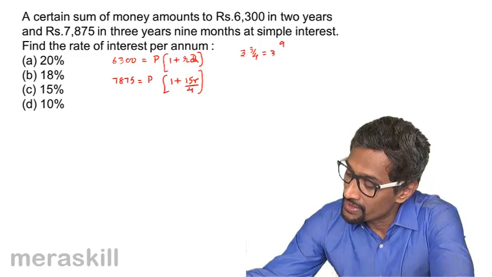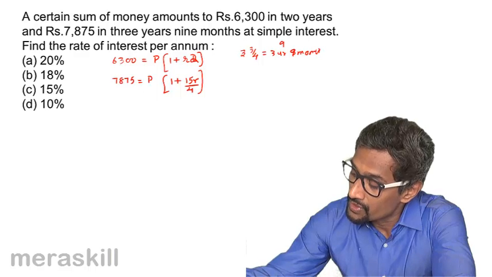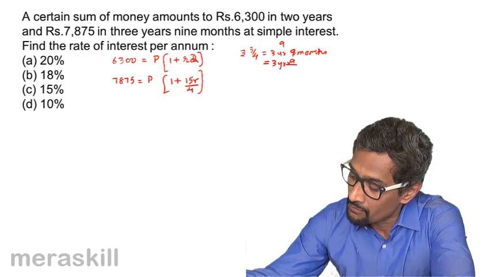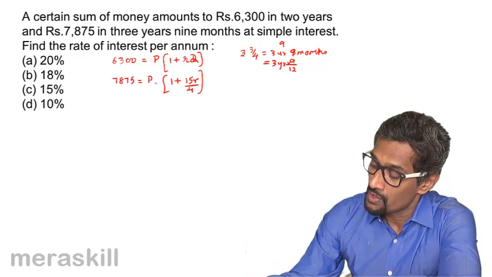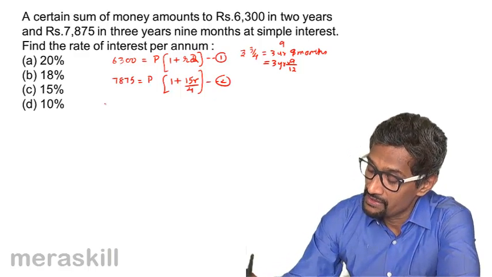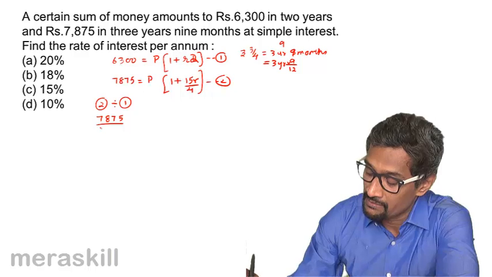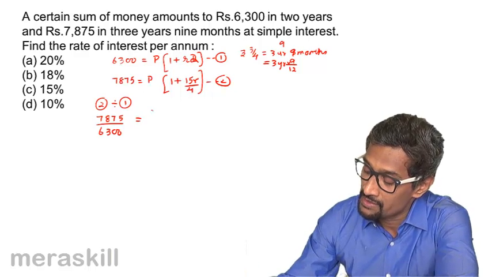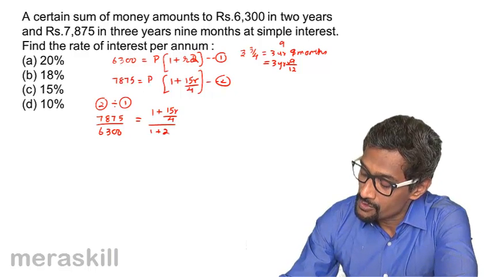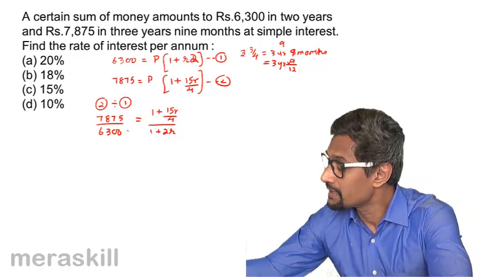So this is actually 3 years, 9 months. Sorry, 3 years, 9 months is going to be 3 years and 9 by 12, which is 3 and 3 by 4. So hence we have it. This is the second equation. We can again divide 2 by 1. So you get 7,875 divided by 6,300. P gets eliminated. You get 1 plus 15R by 4 upon 1 plus 2R. So this one turns out to be 7875 divided by 25.